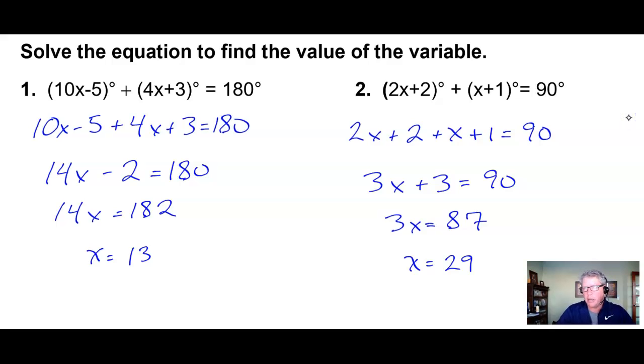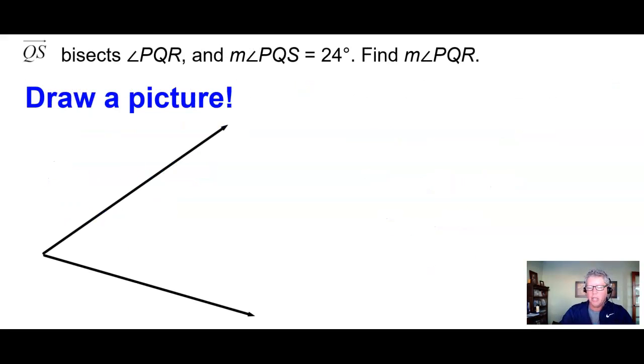So you can see that we practice this so that when we get into the heat of the battle, a little bit more contextual, we have the skills to do it. Another vocabulary word that you need to understand: bisect. It's not intersect. Intersect just means they touch. Bisect means it cuts it exactly in half.